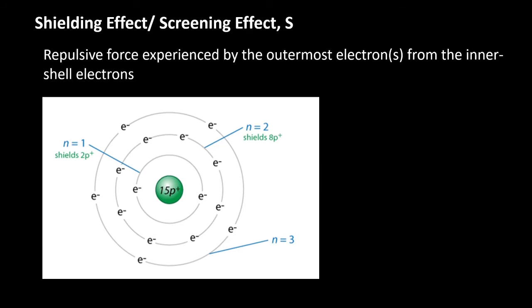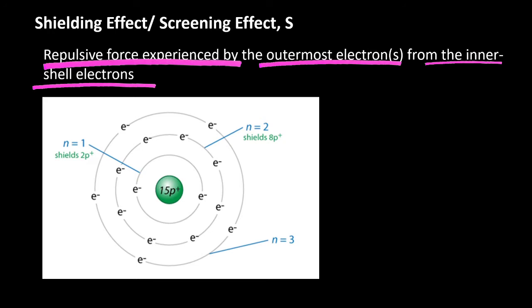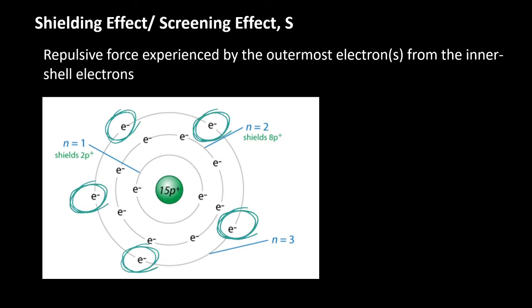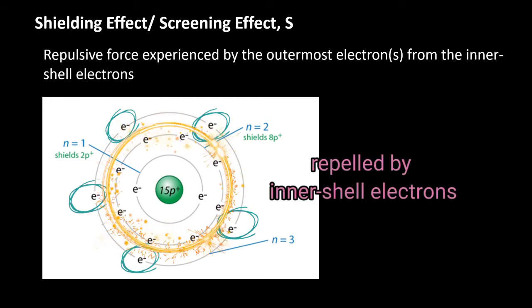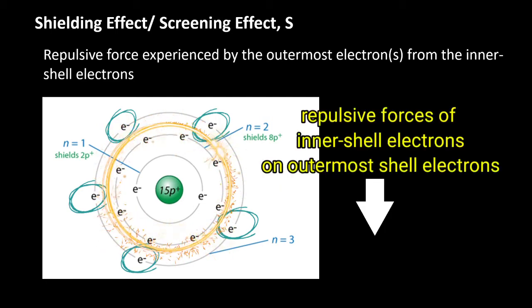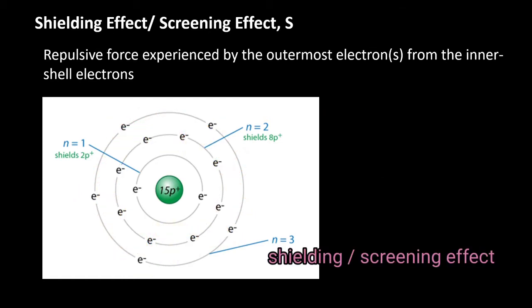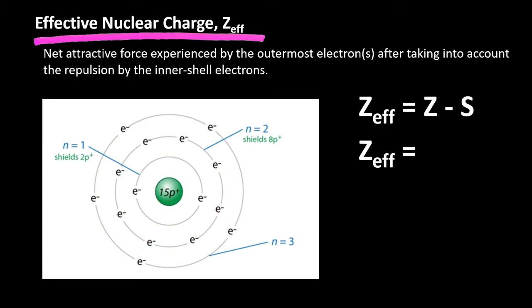The second term you need to understand is shielding effect or screening effect, with the symbol S. Shielding effect or screening effect refers to the repulsive forces experienced by the outermost shell's electrons from the inner shell's electrons. Outermost shell's electrons are negatively charged. Besides experiencing the attractive forces by the nucleus, they also experience the repulsive forces by the inner shell's electrons. And the repulsive forces by the inner shell's electrons on the outermost shell's electrons is what we call shielding effect or screening effect. The last term you need to know is effective nuclear charge, Zeff.